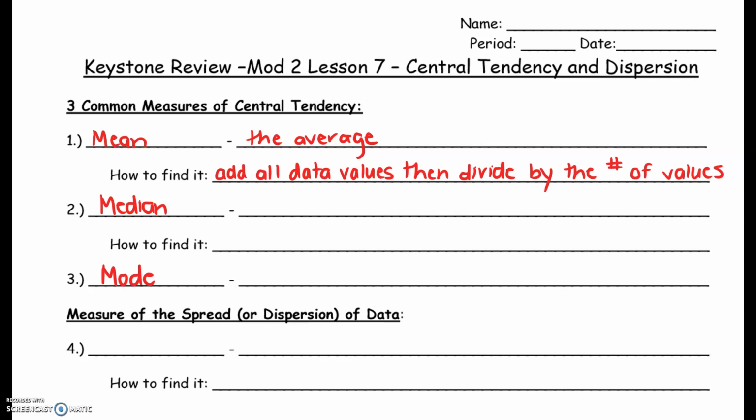As far as the median goes, this is the middle number. In order to find the median, we will list the numbers in order from least to greatest and find the middle.